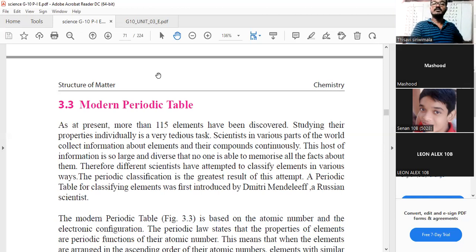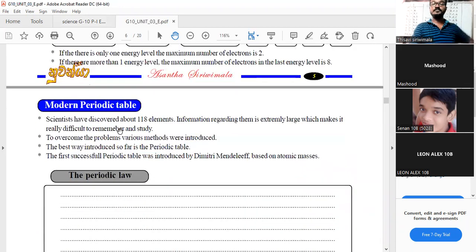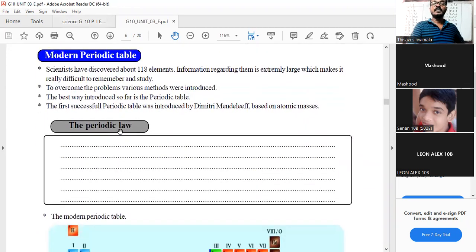After the electronic configuration comes the topic modern periodic table. You can write the topic there, modern periodic table, and there is some information. Scientists have discovered about 118 elements. Information regarding them is extremely large, which makes it really difficult to remember and study. To overcome the problem, various methods were introduced.